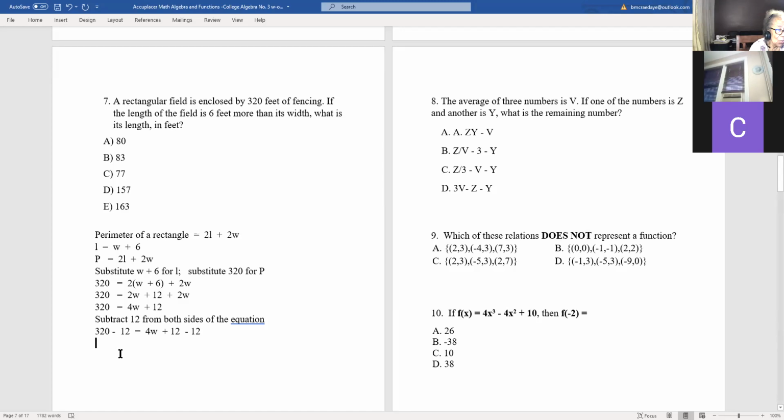320 minus 12 can't be, it's got to be less than 320. Remember, that's a subtraction. Chastity, that's a subtraction. 12 from 320. 12 subtracted from 320 gives what? 308. That's it. Very good. 308. Okay, now what do I have on the right side?